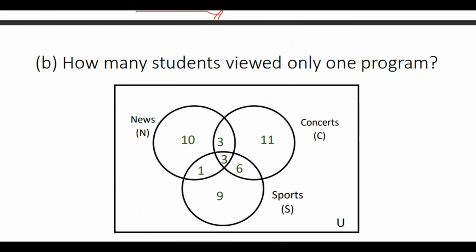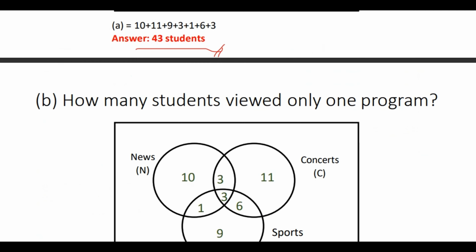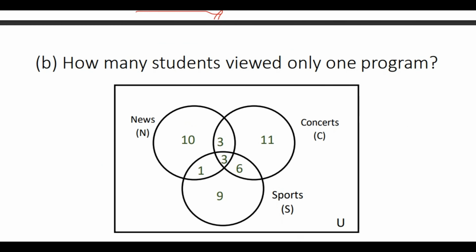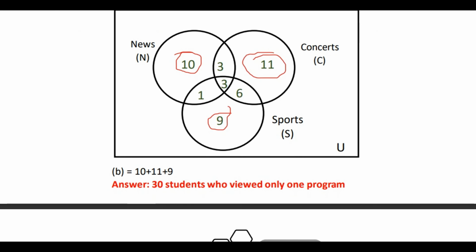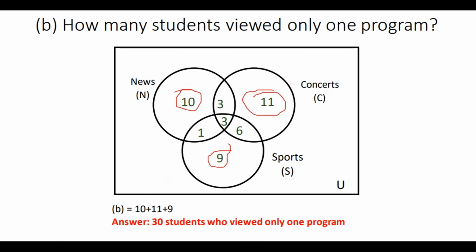And for our second question, how many students viewed only one program? Since we have the drawing already, for only one program, these 10 students represent those who only viewed news. This 11 means the students who only viewed concert, and this 9 only viewed the sports program. So our answer for this question would be 10 plus 11 plus 9, giving us 30 students who viewed only one program.